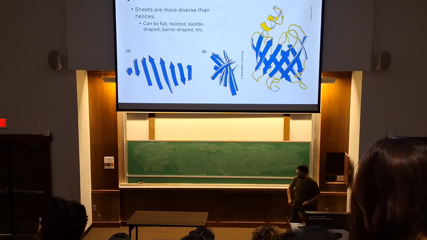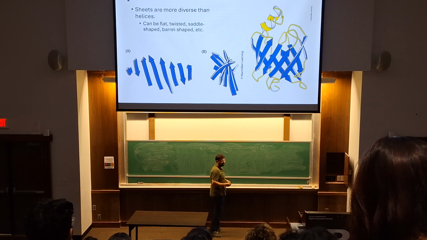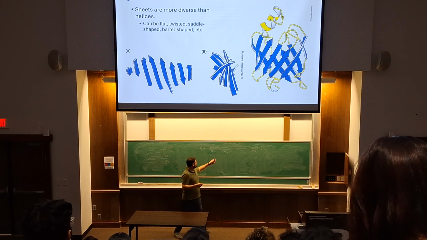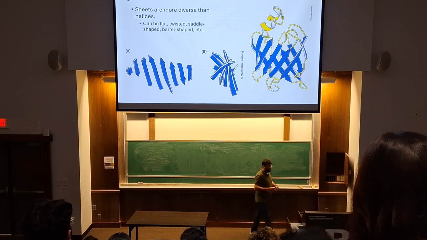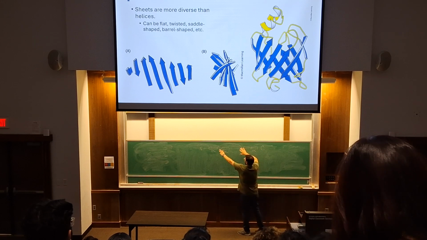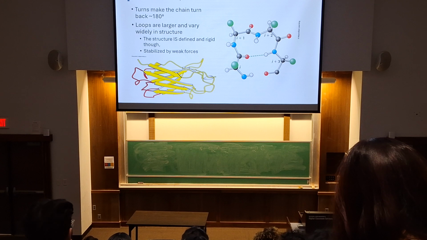So let's say that in this region, this forms a beta strand, and this forms a beta strand, and maybe over here we have another beta strand. These can all come together to form a beta sheet. But we can't get there yet, because all we have is this linear chain of amino acids. How do we get all of these elements near each other? Well, that can be accomplished by turns and loops.